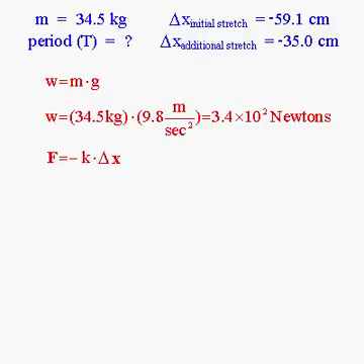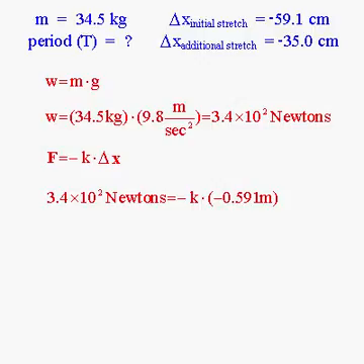The restoring force is given by force equals negative k delta x. The spring will stop stretching when the restoring force equals the weight. So the force is 3.4 times 10 to the 2 newtons. We don't know k, but delta x is negative 59.1 centimeters. We need to convert that into meters to make the units work out. So that's negative 0.591 meters.